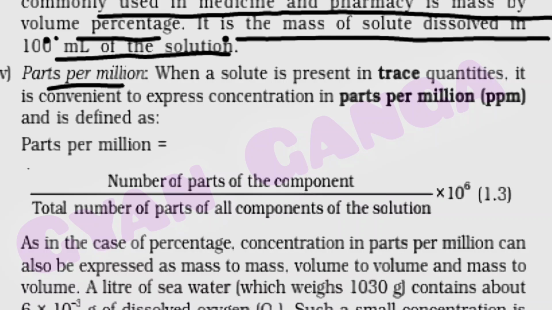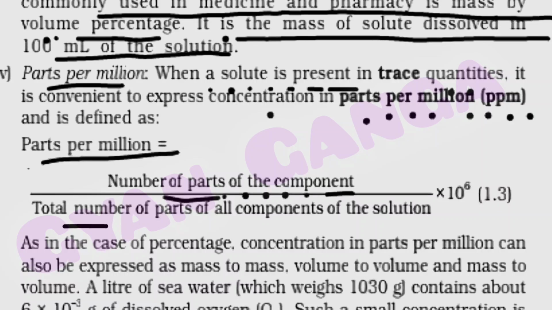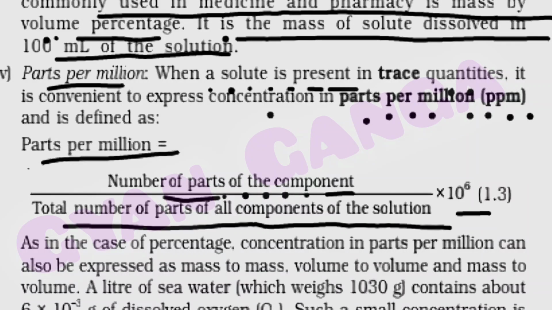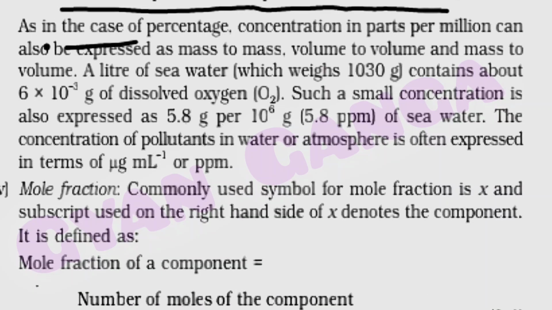Parts per million. When a solute is present in trace quantity, it is convenient to express concentration in parts per million, and it is defined as parts per million equals number of parts of the component upon total number of parts of all components of solution into 10 to the power 6. As in the case of percentage, concentration in parts per million can be expressed as mass to mass, volume to volume and mass to volume.